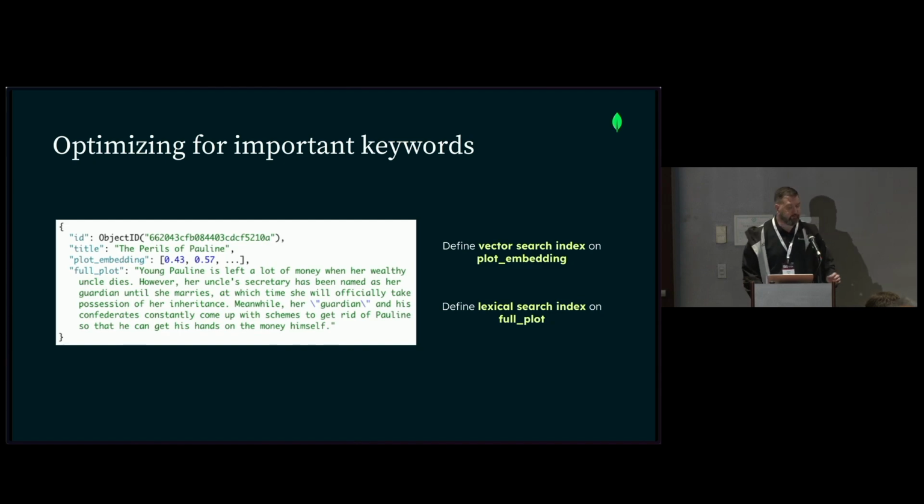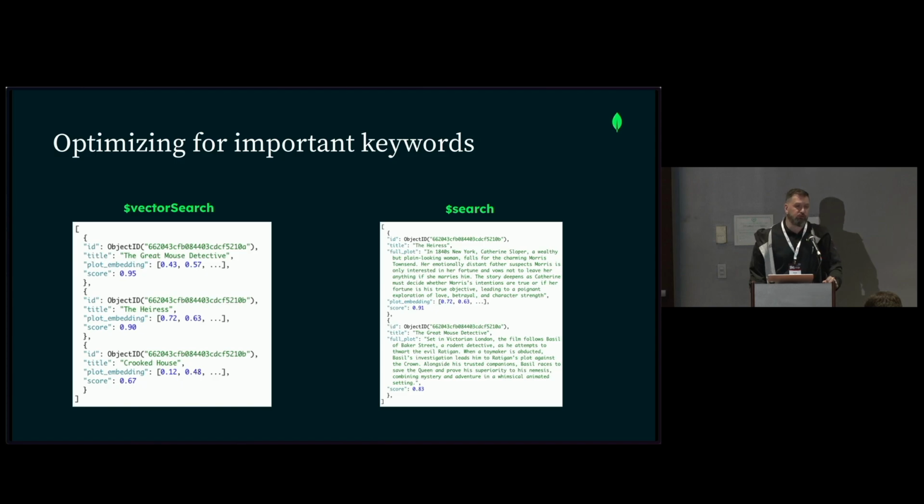So again, we take an example of a movie database here. We have an object with some fields in it, and we could generate embeddings for the plot text, and then create a vector search index on that plot embeddings field. And then we could define a lexical or full text search index on the plot text, right? So we have two different indexes going on there.